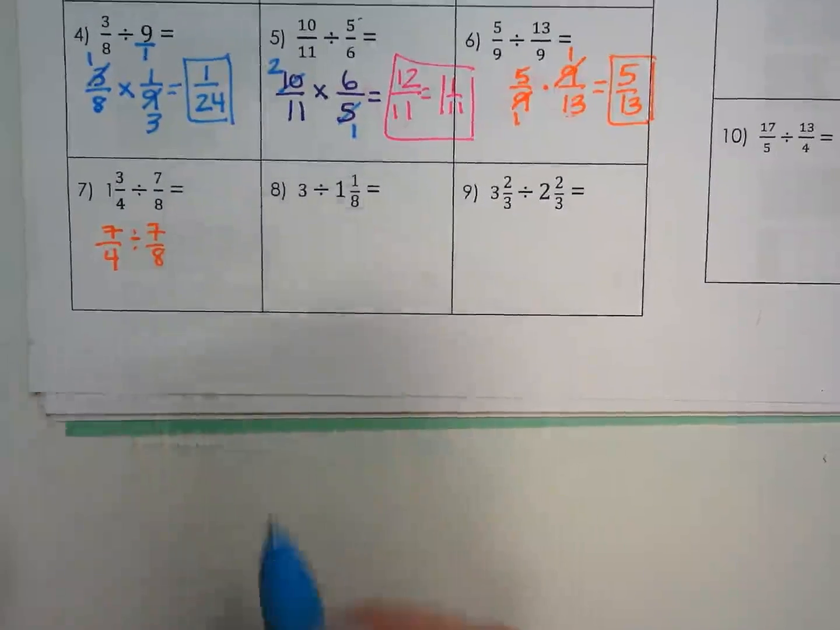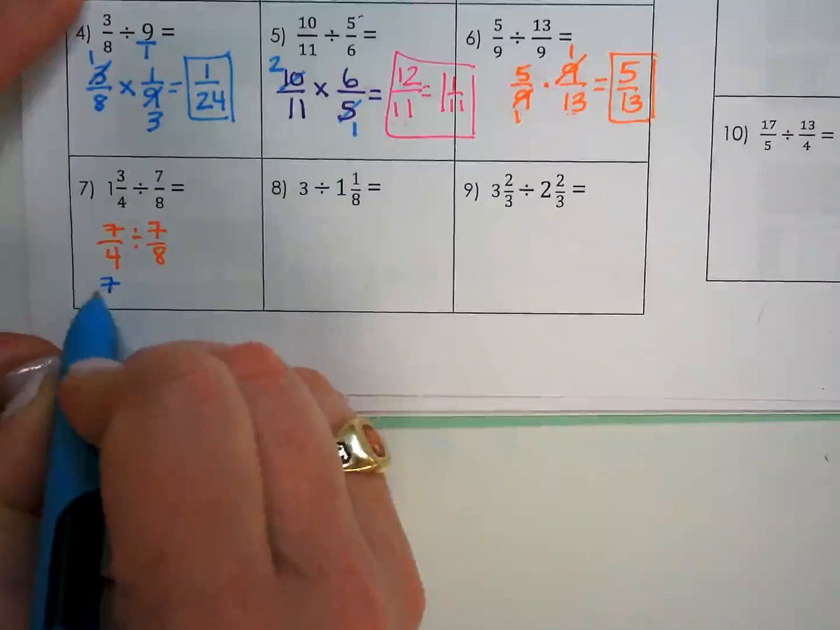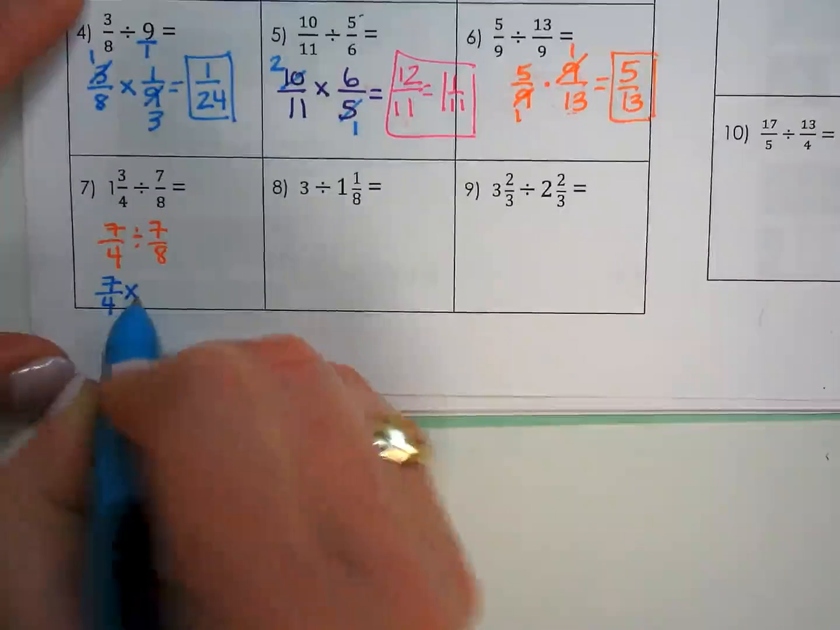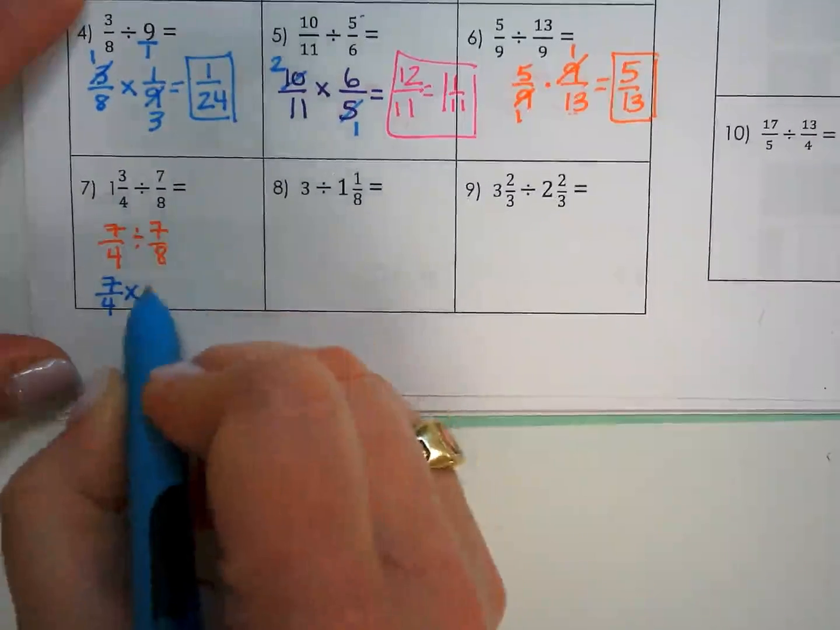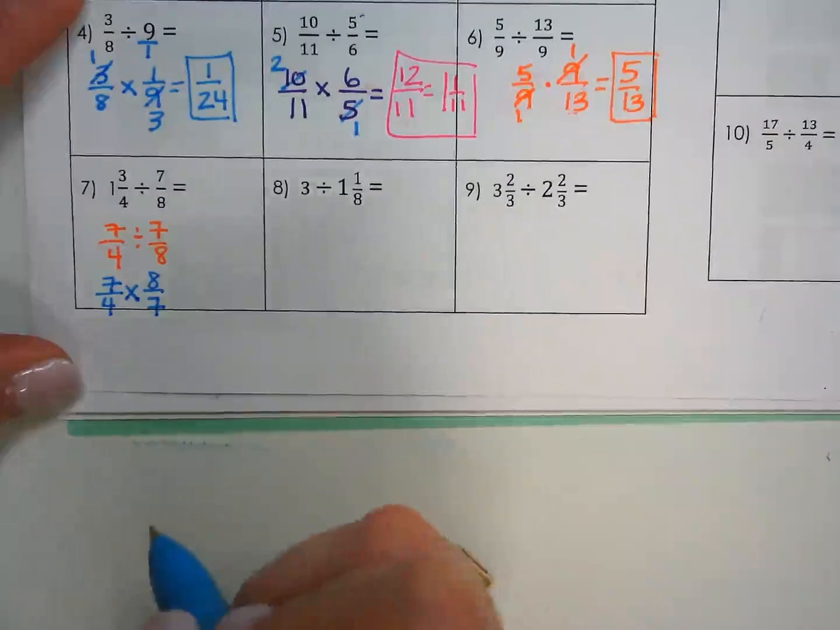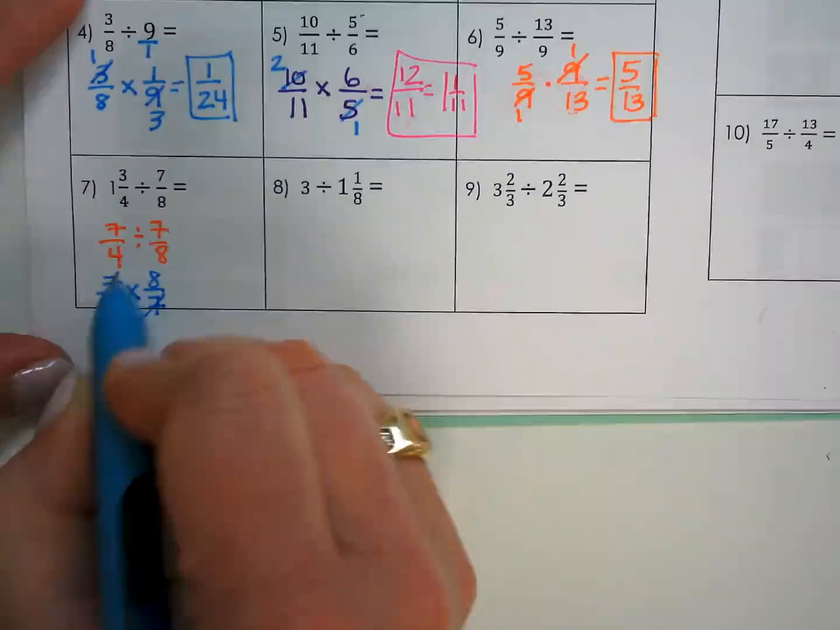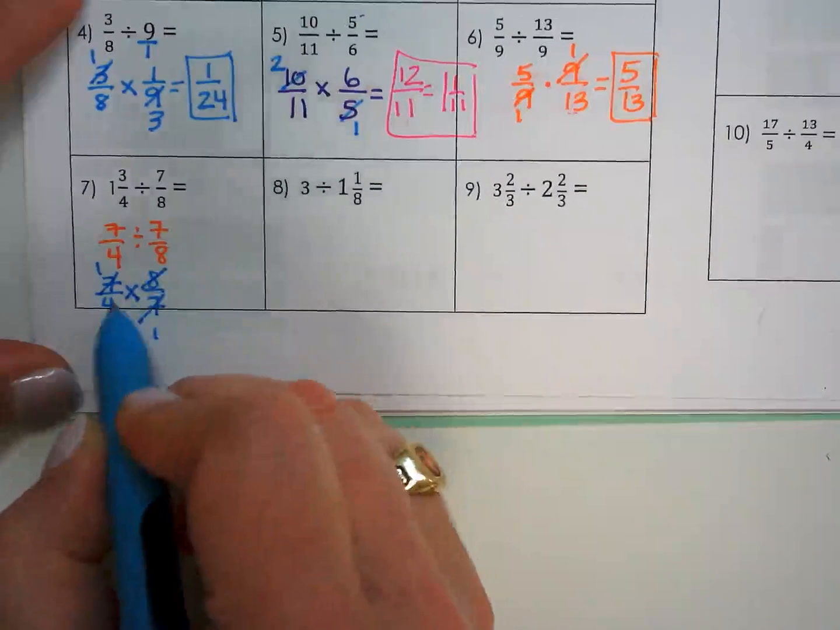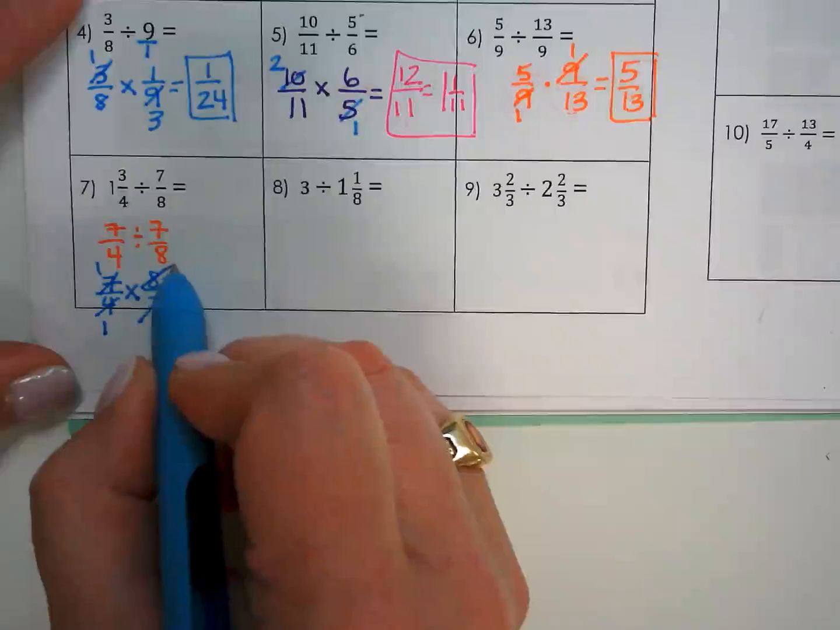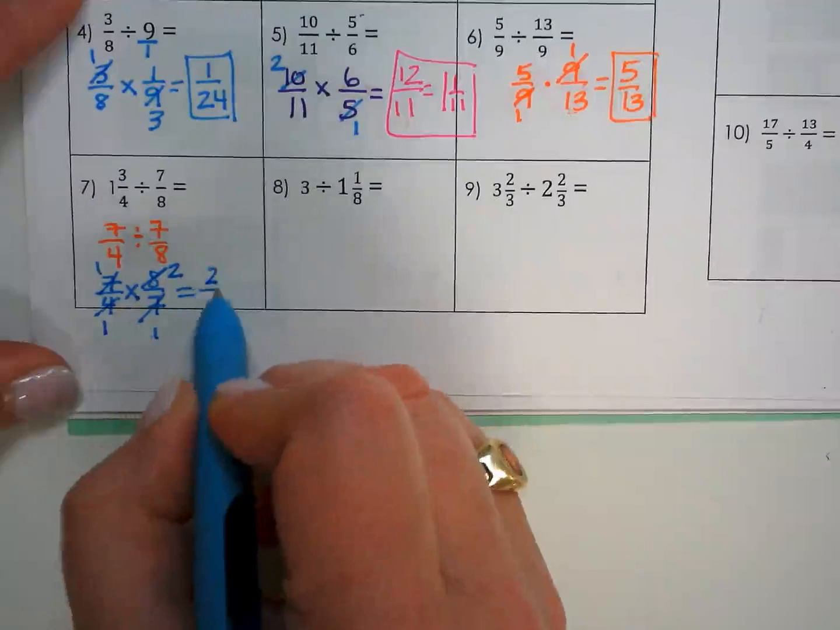Now we will use our algorithm. So we're going to keep the first fraction. We're going to change to multiplication. And we're going to flip the other one over, making it its reciprocal. And now you'll see that the 7's divide out. And the 8 and the 4 share a factor of 4, leaving me with 2 over 1, which is equal to 2.